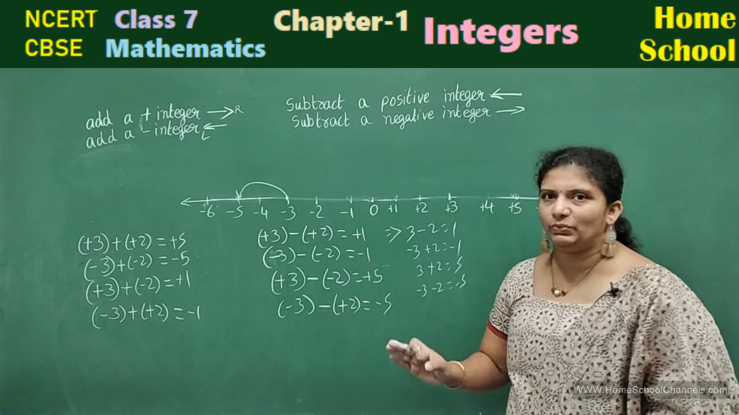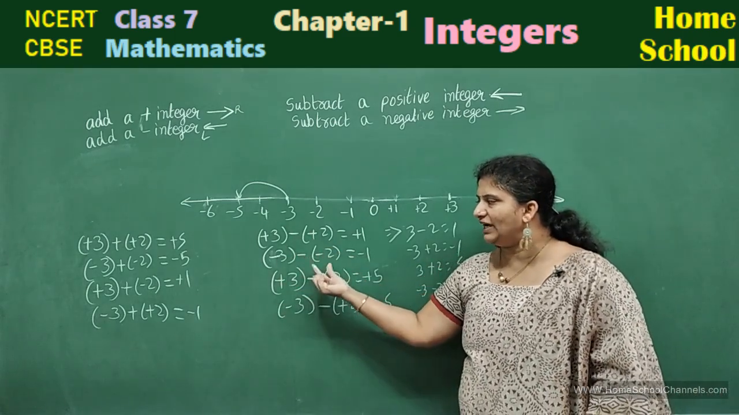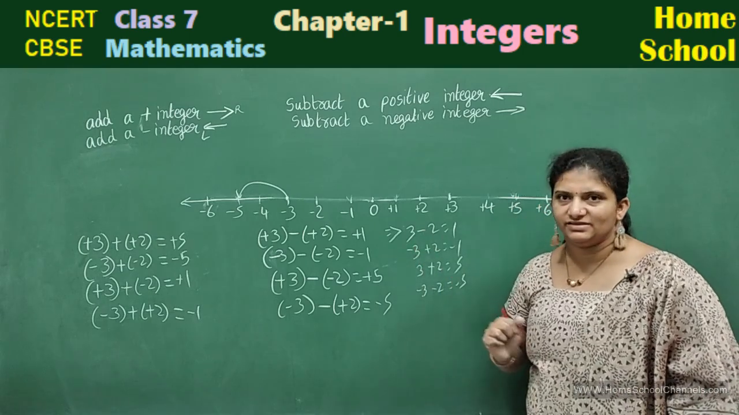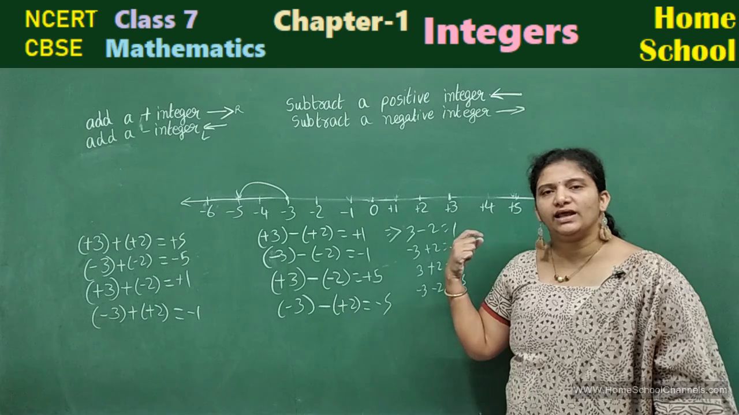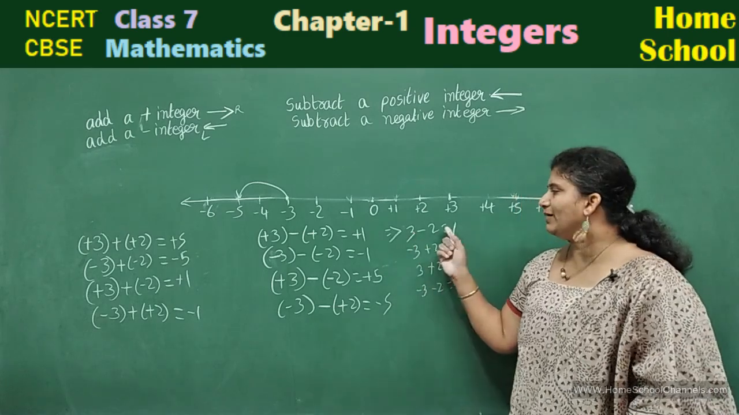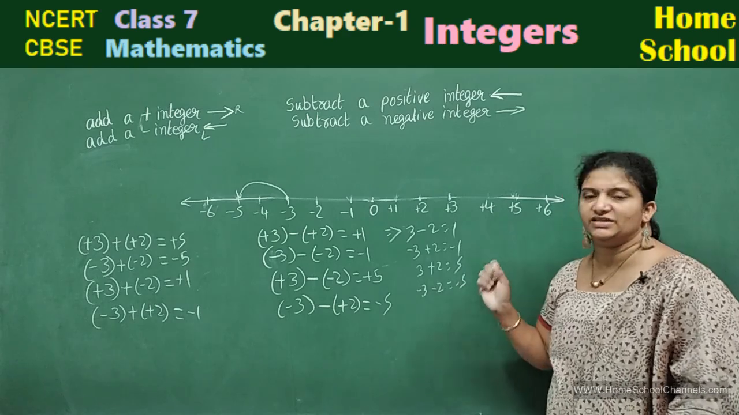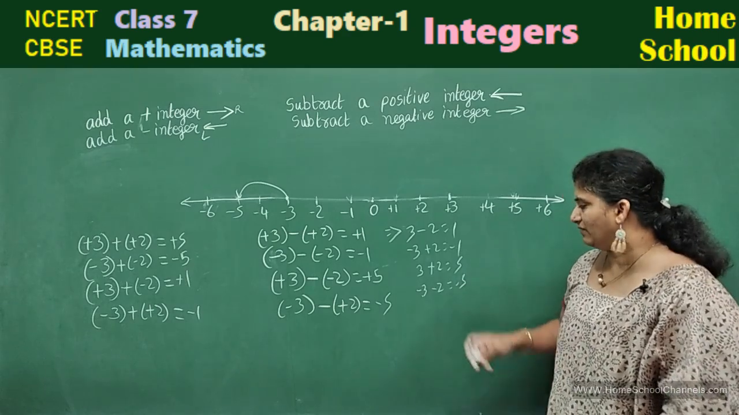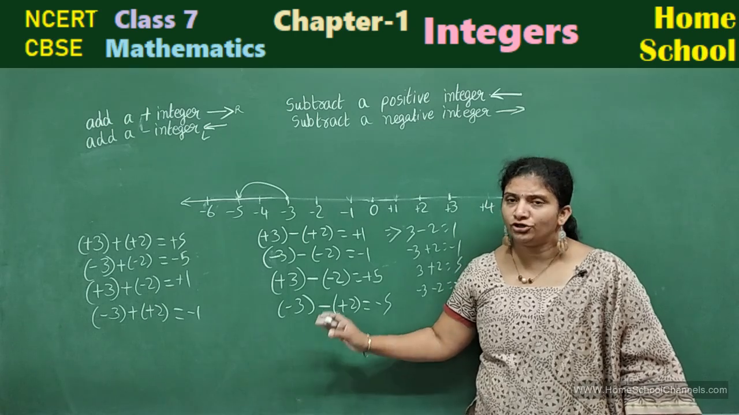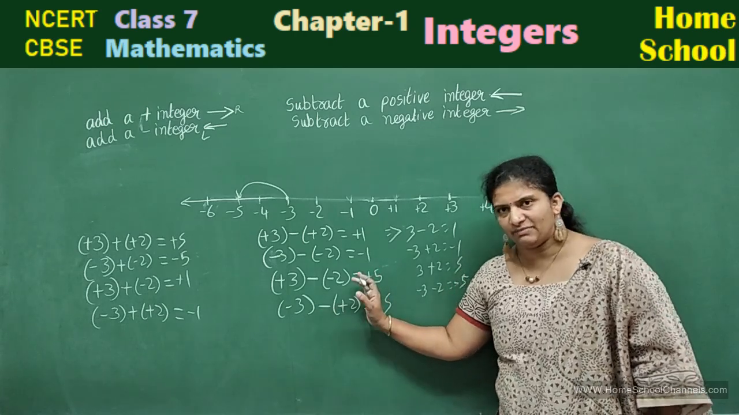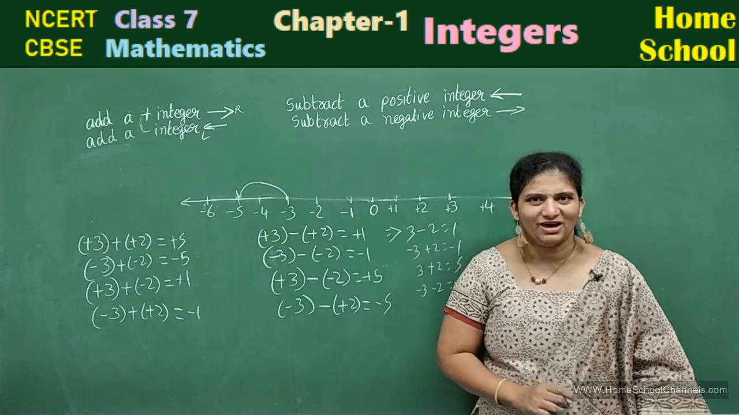Or in other way, how can we do? Remove brackets. And these two signs you multiply and write like this. Plus 3. Plus, no need of writing always. Plus means you can write only number also. 3 minus 2 is 1. Minus 3 plus 2 is minus 1. 3 plus 2, 5. Minus 3 minus 2, minus 5. Okay, you can see the minus symbol here. Either we do with the addition or subtraction operations, we get the same answer. And if we plot on a number line also, we get the same answer.